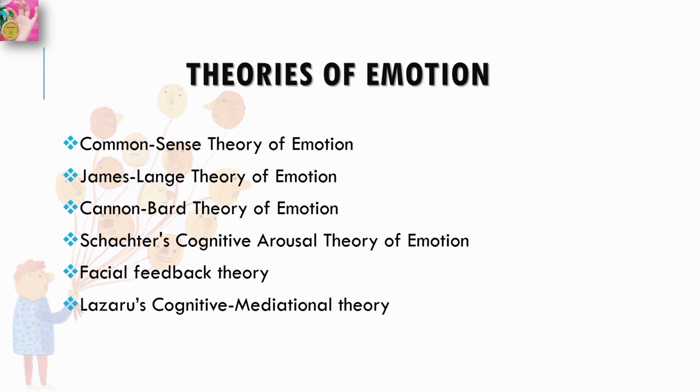We have covered the common sense theory of emotion, the James-Lange theory and the Cannon-Bard theory of emotion, and we have learned about Schachter's cognitive arousal theory of emotion. After that we learned about the facial feedback theory, and in this video we have successfully completed the Lazarus cognitive mediational theory.